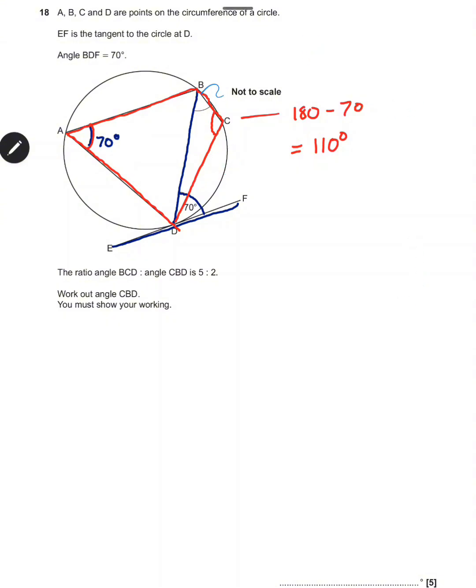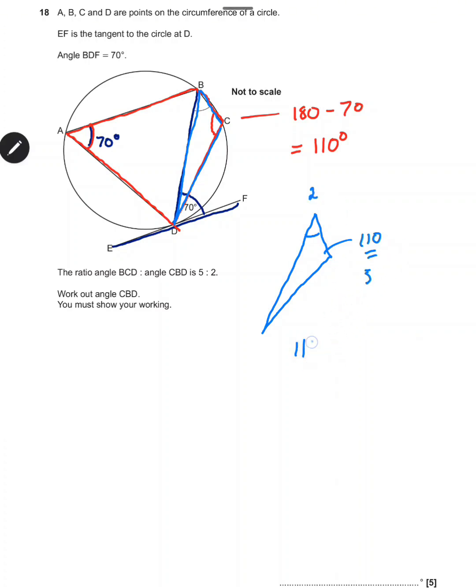So what I'm ready to do now is work on the triangle that the question is actually talking about. So let's have a look. We've got this blue triangle. We know that that angle there is 110. And it says the ratio of BCD, so this one here is BCD, to CBD, to this one, is 5 to 2. So this here is 5 parts, and this here is 2 parts.